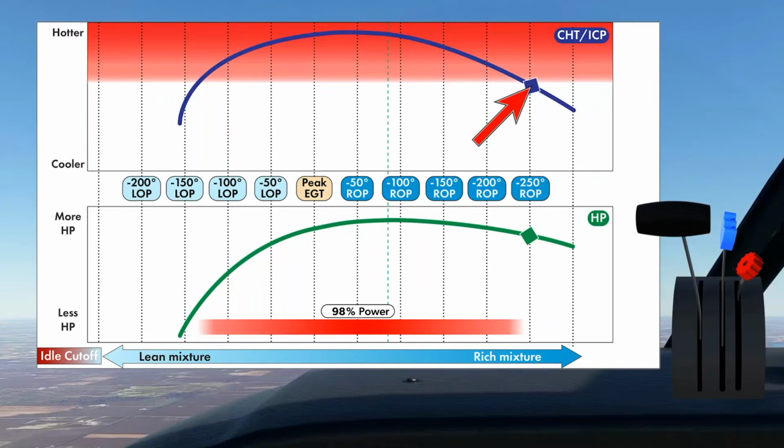This is what things look like at full power at sea level. And you can see again why we definitely need to be very rich to avoid doing any harm here.